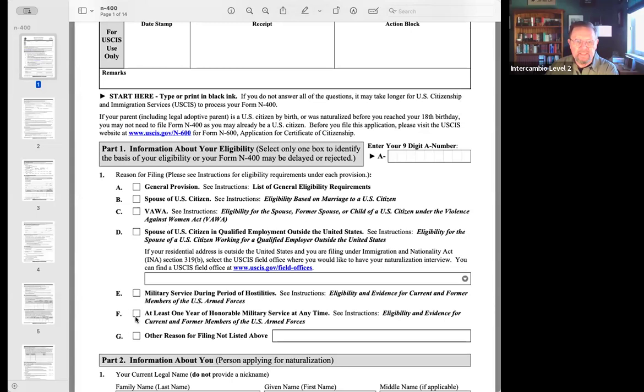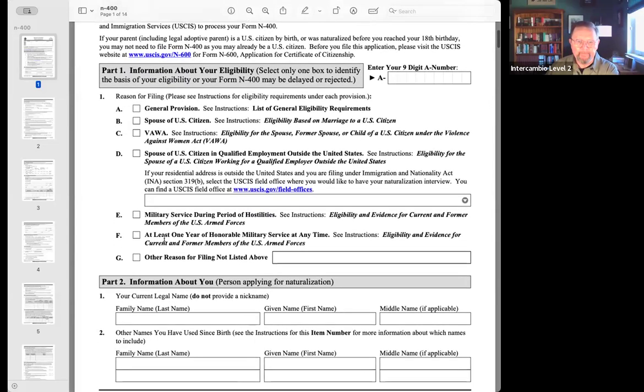C, D, E, F, and G are all special situations that if you think you apply to any one of these, send me a text. We can talk about it. And if you need to talk to a lawyer, I can point you in that direction. But most people are checking A or B.